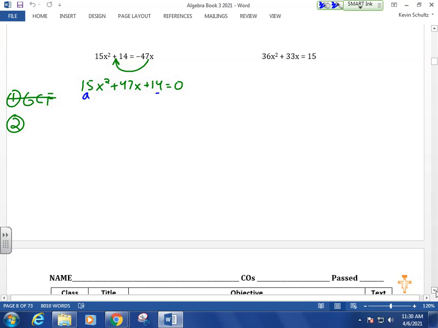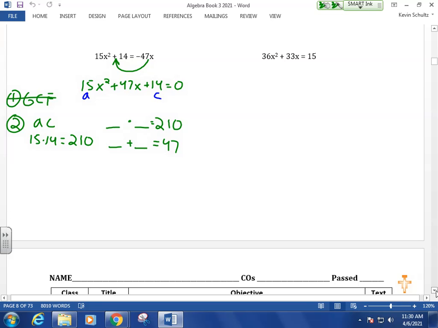Okay. So step 2, we're multiplying A and C together. Our A term is 15. Our C term is 14. And someone with a big brain, what's 15 times 14? 210. Do we have a second on that? Nope. Okay. Oh, because we don't need one, right? Okay. 210. So we're looking for factors of 210, and those same numbers add or subtract to equal 47.